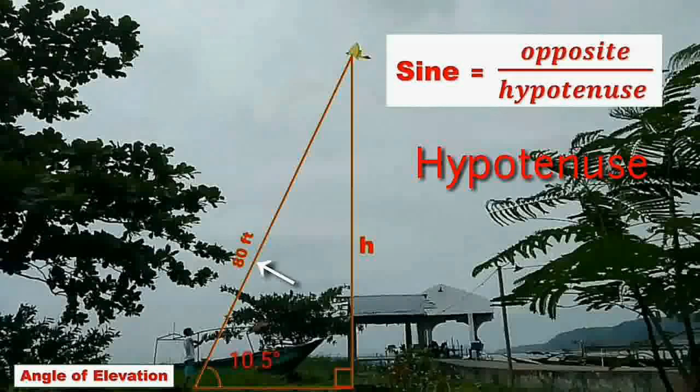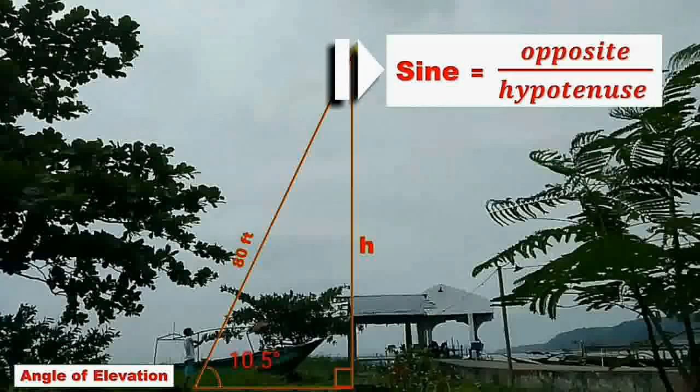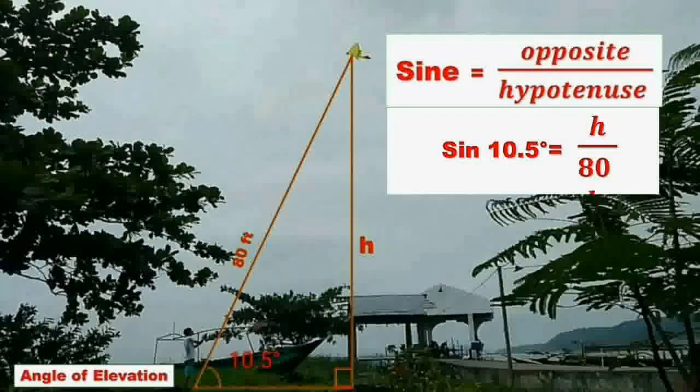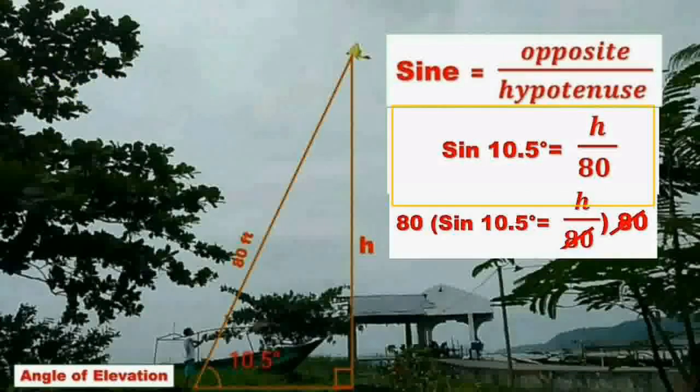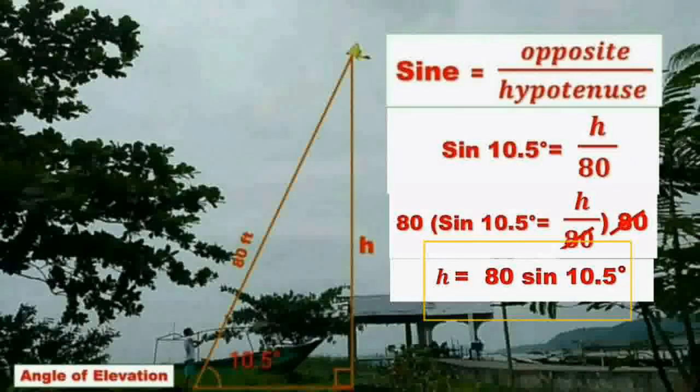Since the measure of hypotenuse is given and we're looking for the height which is the opposite side, then we can use sine as the ratio of opposite over hypotenuse. Using this ratio, we can now proceed to the process of substitution. Sine 10.5 degrees is the ratio of opposite over 80, since 80 feet is the measure of hypotenuse. Next is multiplying both sides of the equation by 80 to obtain opposite is equal to the product of 80 and sine 10.5 degrees.